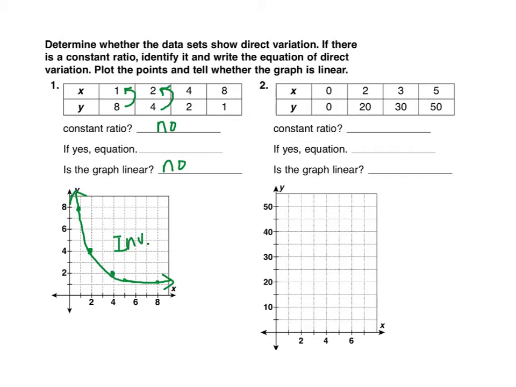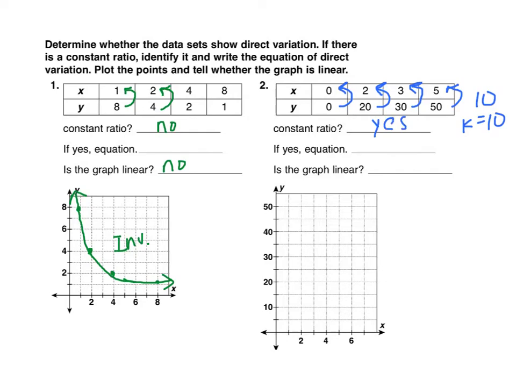All right, how about this one? Is the ratio constant? So let's do this one. 0 divided by 0. Well, you can't divide 0 by 0, so let's keep going. 20 divided by 2, that's 10. 30 divided by 3, that's 10. And 50 divided by 5, that is 10. So the constant of variation here is 10. Yes, we have a constant ratio.